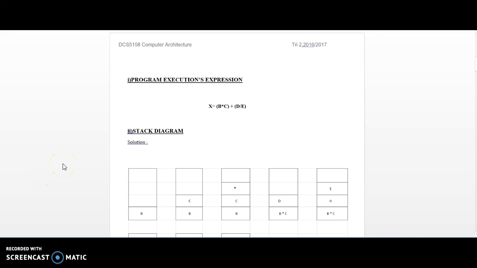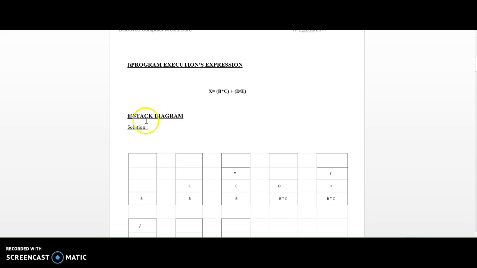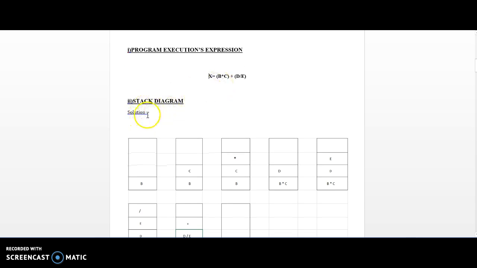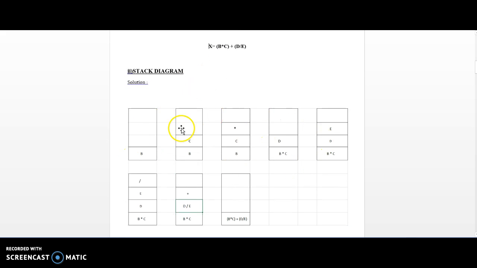Today I'm going to explain program execution expressions. Here we have our infix notation, and I'm going to tell you how to change it to a stack diagram. Here we have our stack diagram.